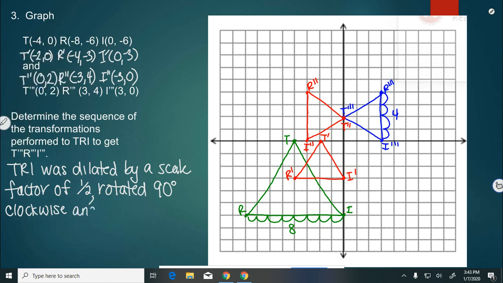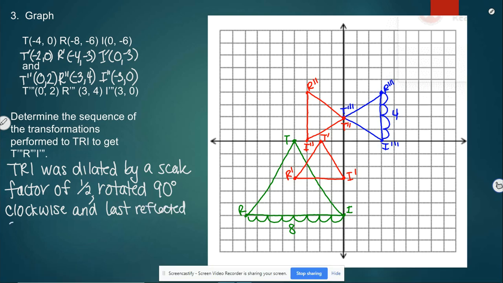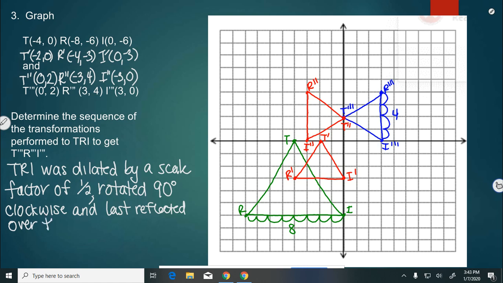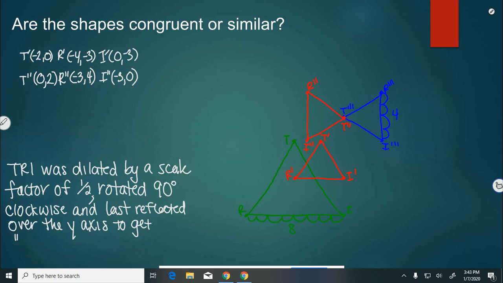And last, reflected over the y-axis to get TRI triple prime.